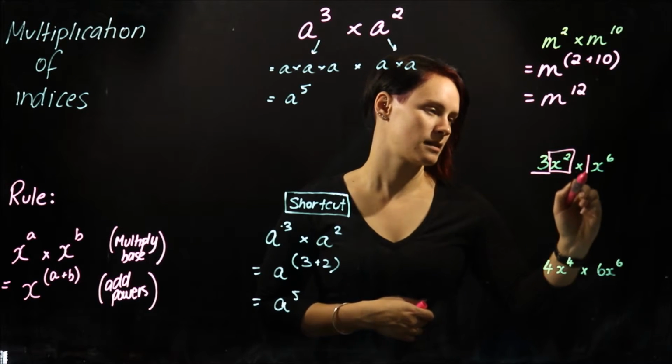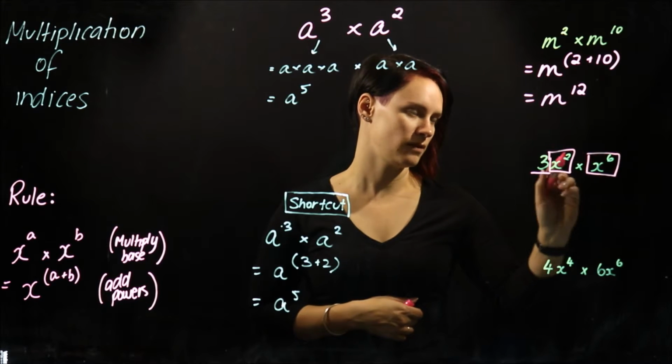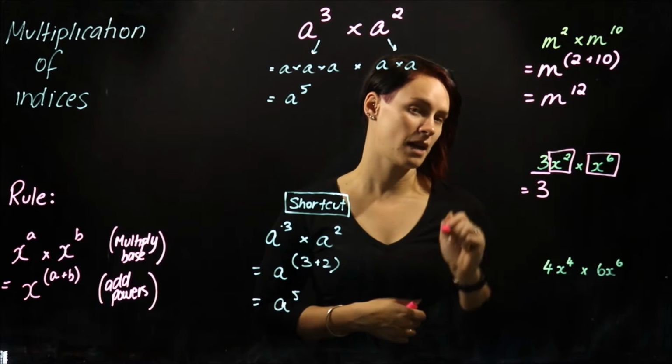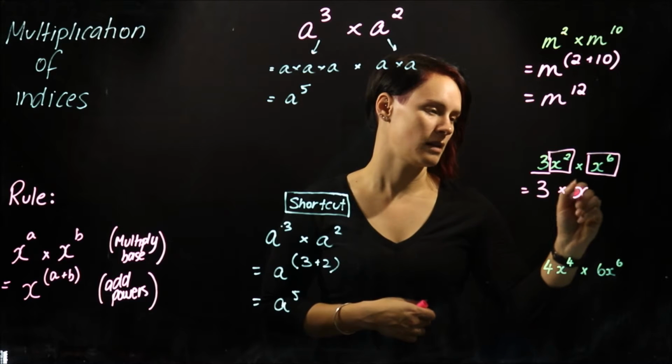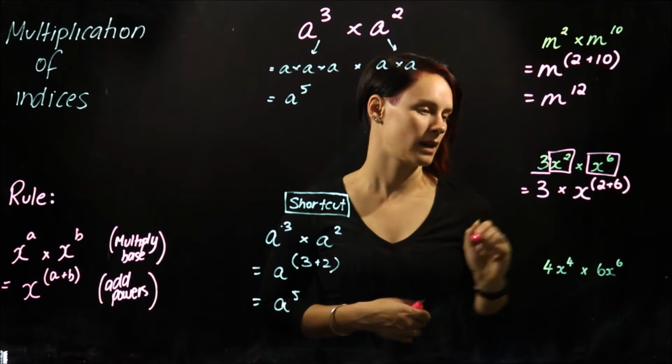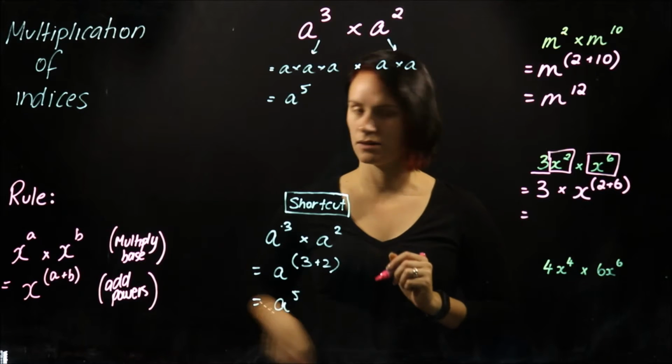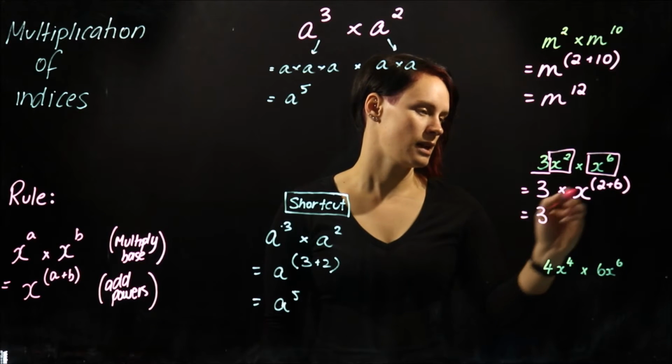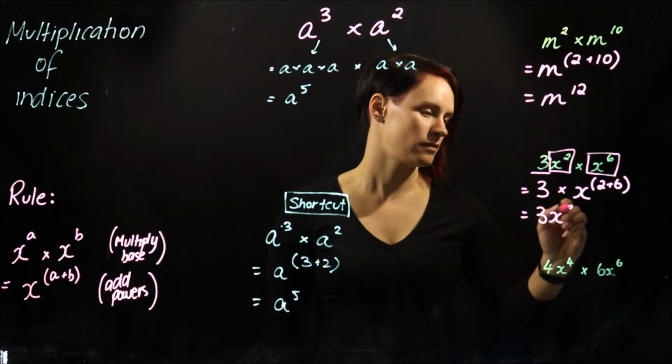We've now got a number thrown in the mix, but we've still got these bases here. So we've got an x and an x, and they've got different powers. So what we're going to do is leave 3 out the front. We are multiplying them by the x base, and we are adding the powers together. Okay, so same idea, we're adding those powers. So now we've got 3x to the power of 8.